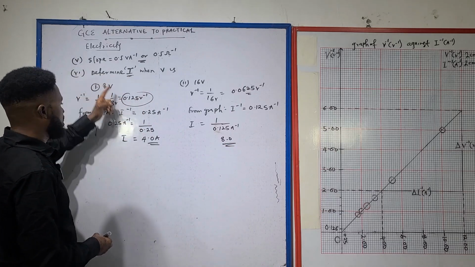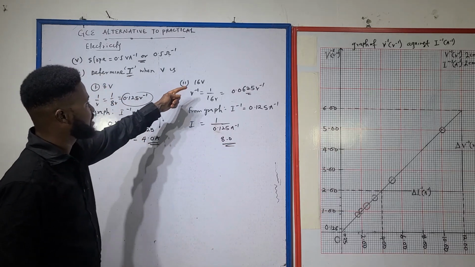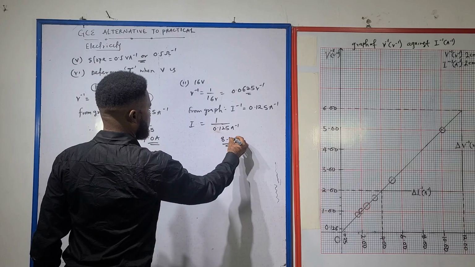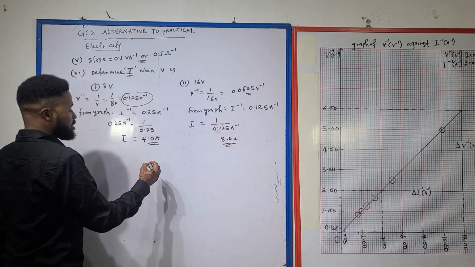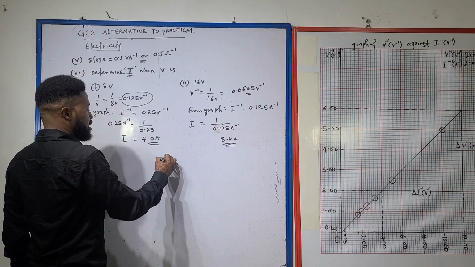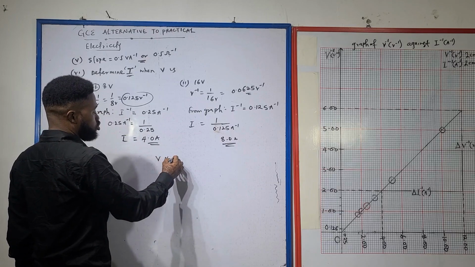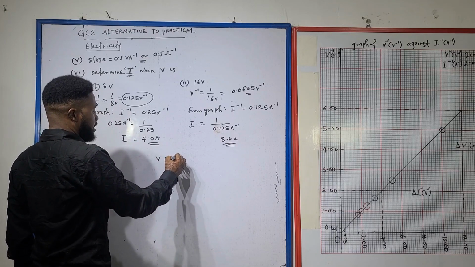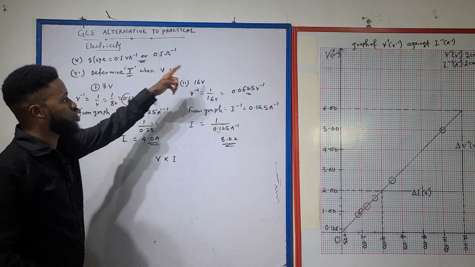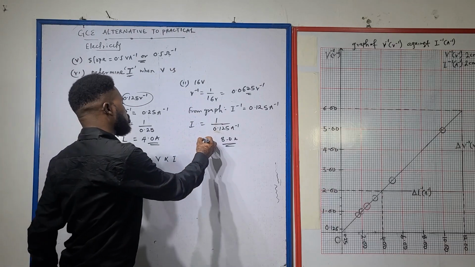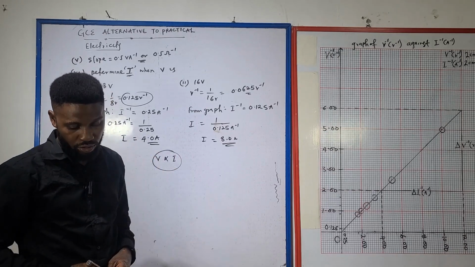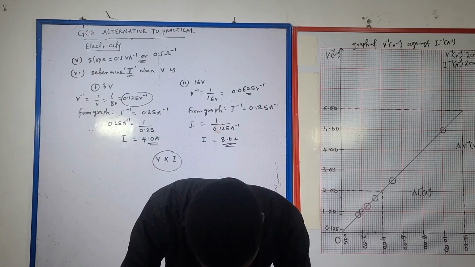If 8 volts is giving me 4 amperes, then 16 volts is going to give me 8 amperes. Recall that from our Ohm's law, the voltage is more or less directly proportional to I. So if 8 volts had increased to 16 volts, if it had doubled, then the current also is going to double, because it's a direct proportion. Okay, that is the end of that.